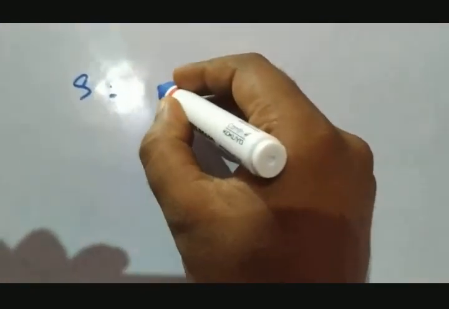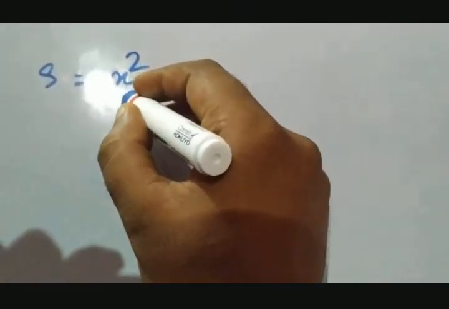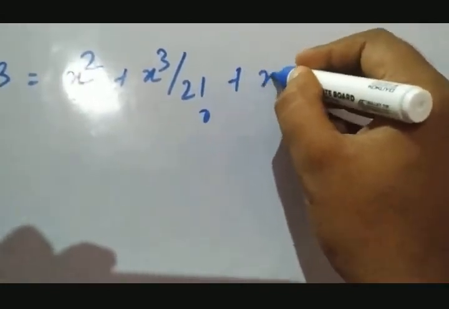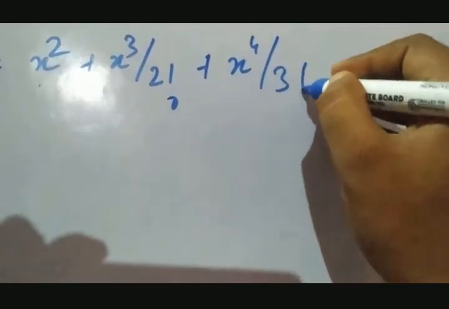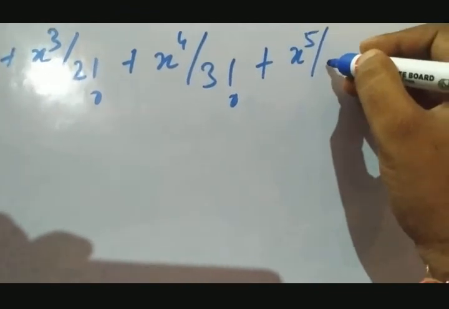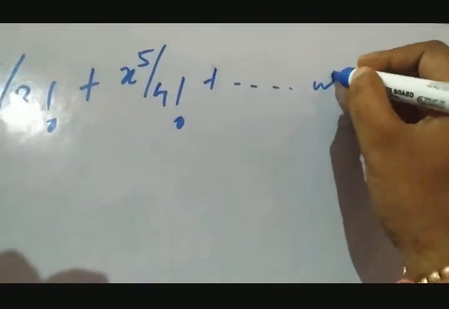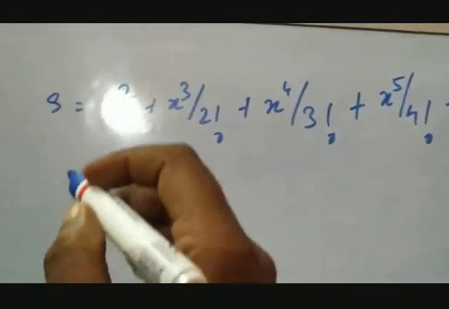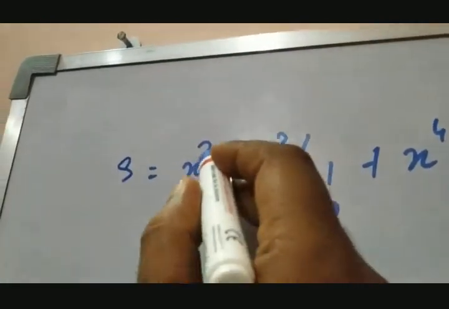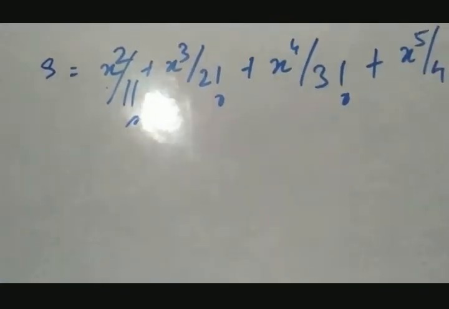So here we go with the sum of the series. S equals x square plus x cube upon 2 factorial plus x4 upon 3 factorial plus x5 upon 4 factorial plus dot dot dot n terms. Now this x square, actually it is x square upon 1 factorial. So the denominator is my loop.